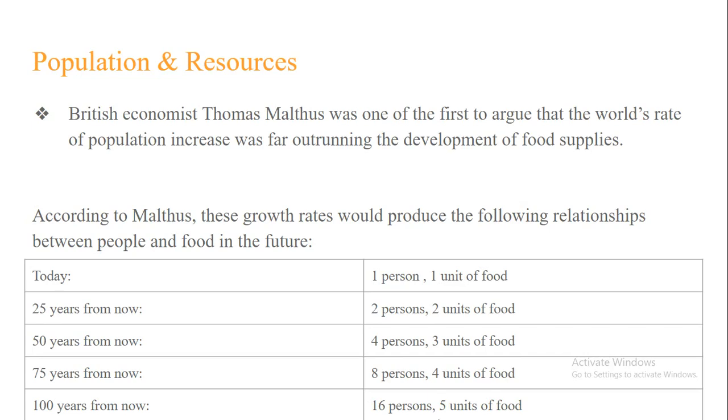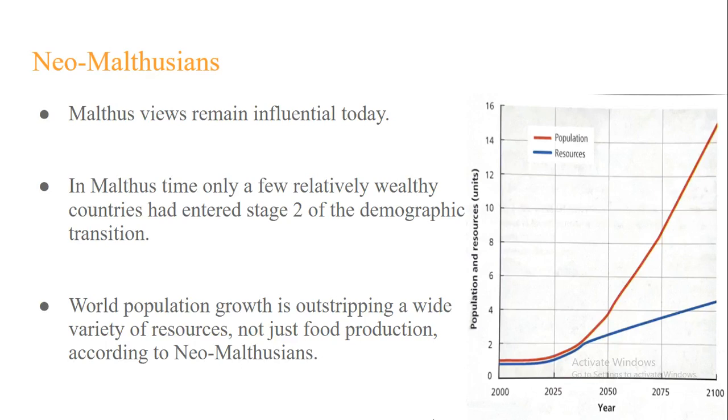Population and resources. Malthus claimed that the population was growing much more rapidly than Earth's food supply because population increased geometrically, whereas food supply increased arithmetically. Neo-Malthusians. Malthus' views remain influential today. Contemporary geographers and other analysts are always taking another look at Malthus' views because of Earth's unprecedented rate of natural increase during the late 20th century.